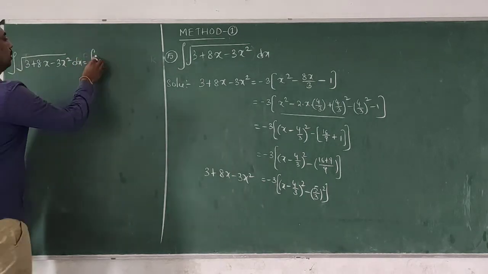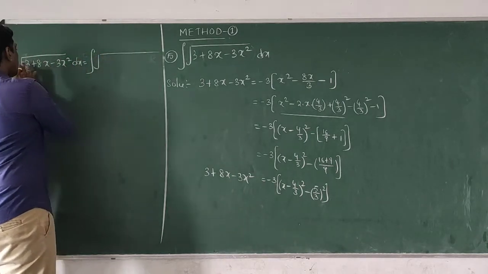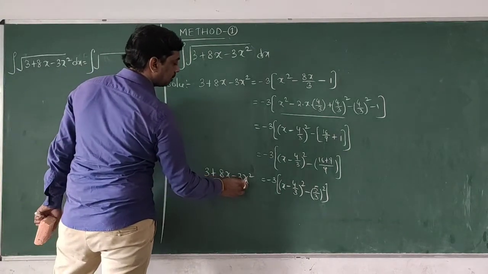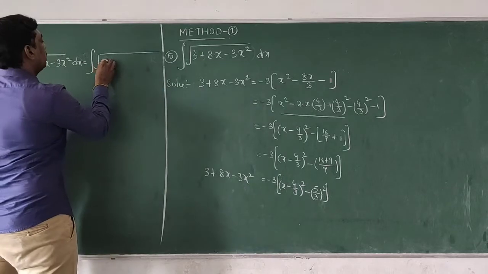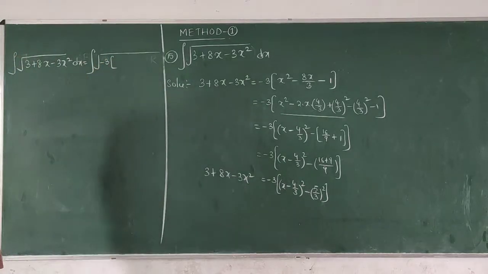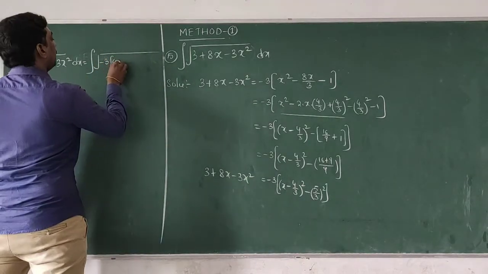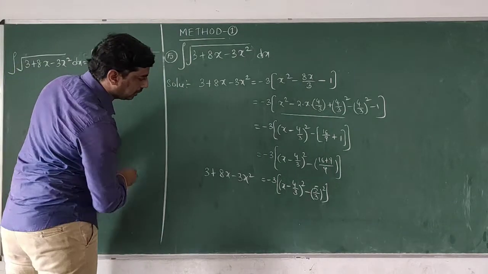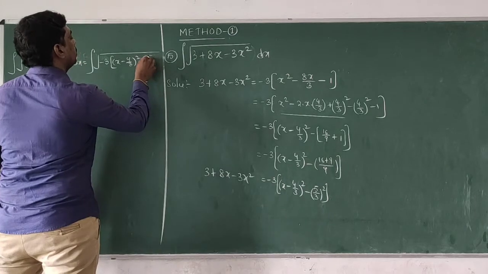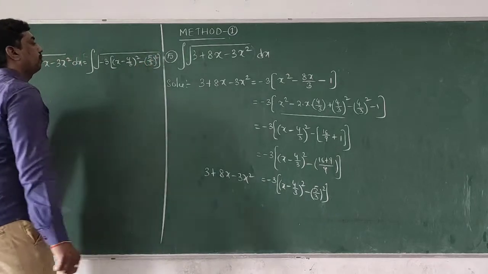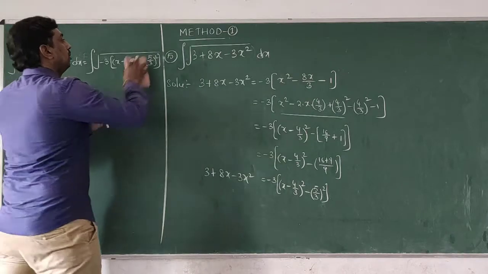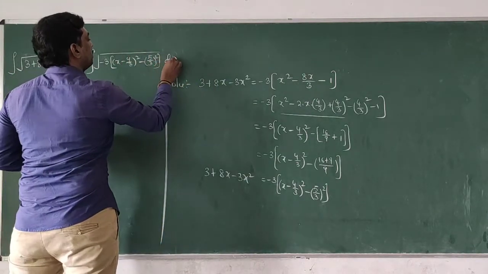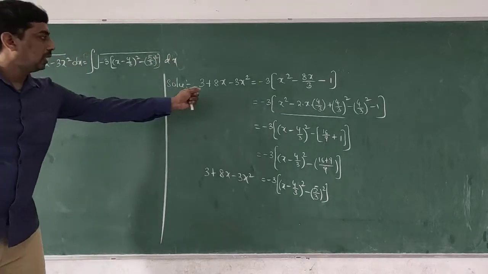Okay, right. Now we reduce this internal square root function. That can be written as 3 plus 8x minus 3x square, which can be written as minus 3 into x minus 4 by 3 whole square minus 5 by 3 whole square, whole square dx. Okay, can you write like this?